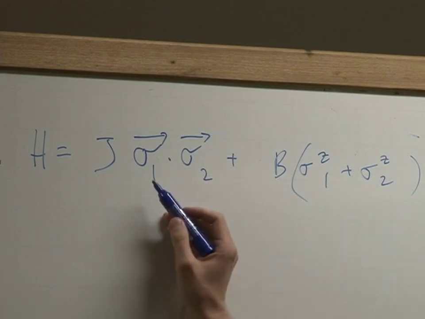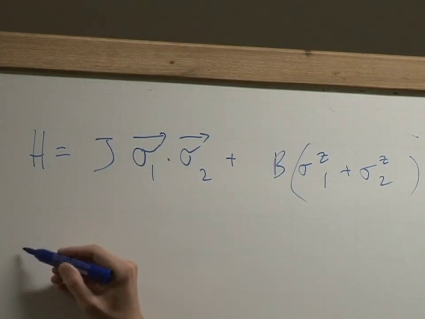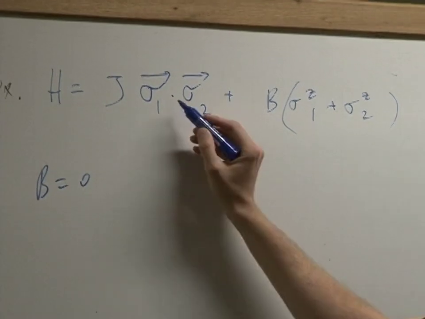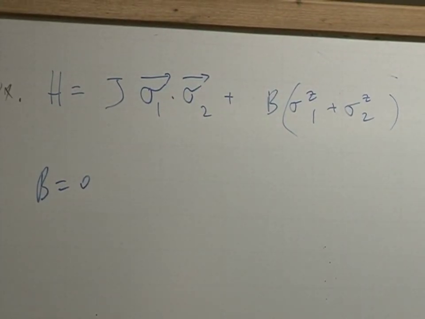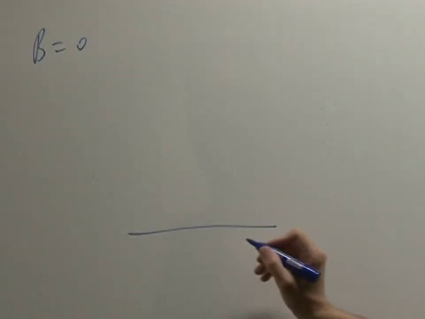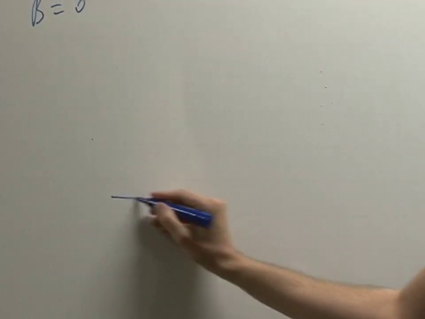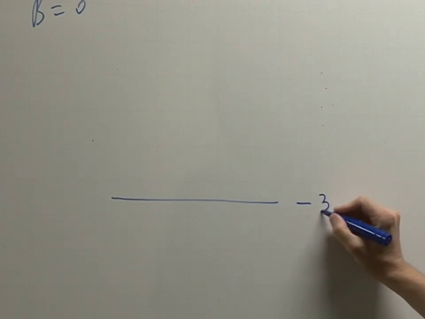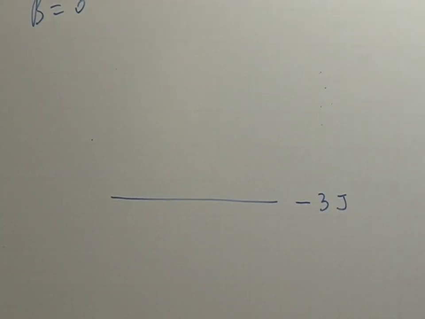And so without the B field, you've got the typical singlet triplet splitting in this Hamiltonian. So if the B field is 0, you've got a degeneracy in your symmetric subspace. So basically the ground state in this case will be the singlet state.